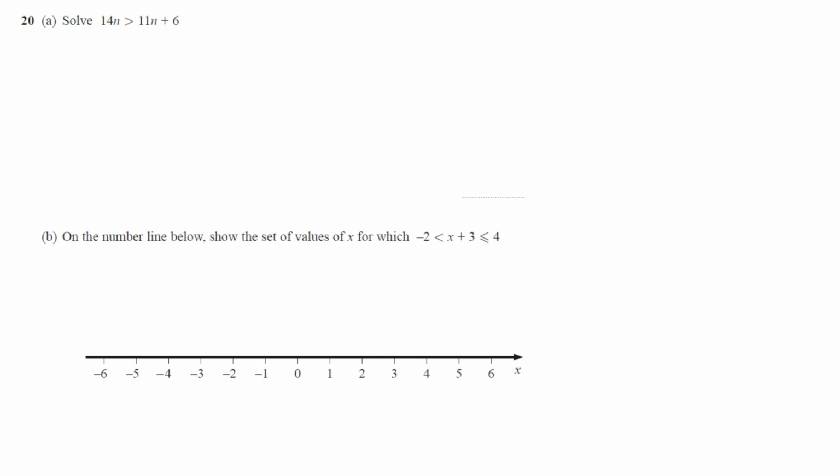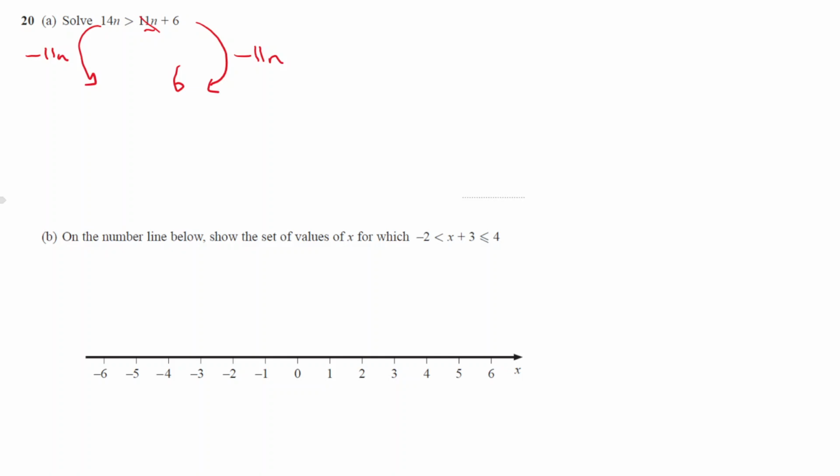So here we notice we've got n on both sides of the inequality. The first step here would be to analyze, and this is the method I use anyway, which side has the least amount of the unknown n, and that will be 11n here on the right. So what I would advocate first of all is subtracting 11n from both sides, which has the effect of removing n from the right hand side and leaving us simply with 6.